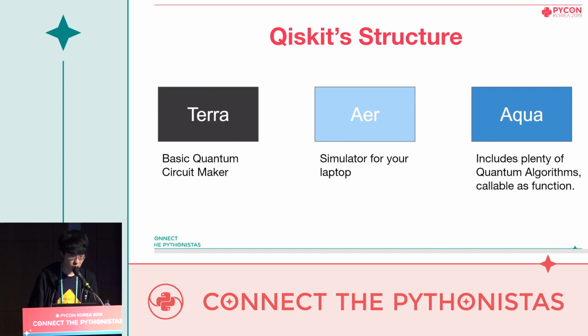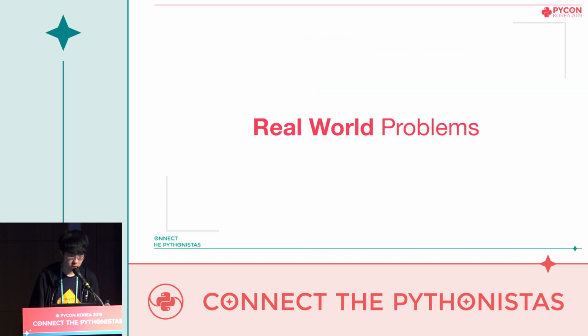Qiskit has 3 main parts: Qiskit Terra is for basic quantum operations, and Aer is for simulation. Qiskit Aqua is our toy box filled with useful algorithms. You can just call them as functions and use them. So remember the algorithms Richard just explained. They are the key technology of quantum computing.